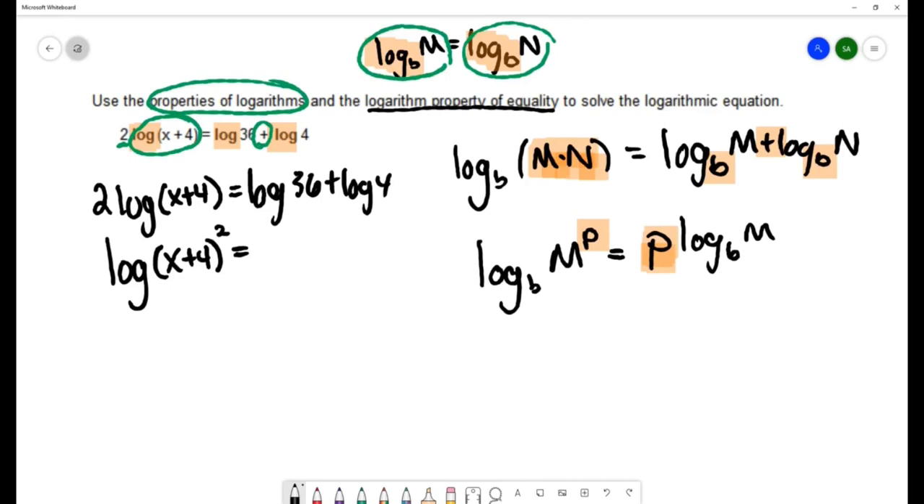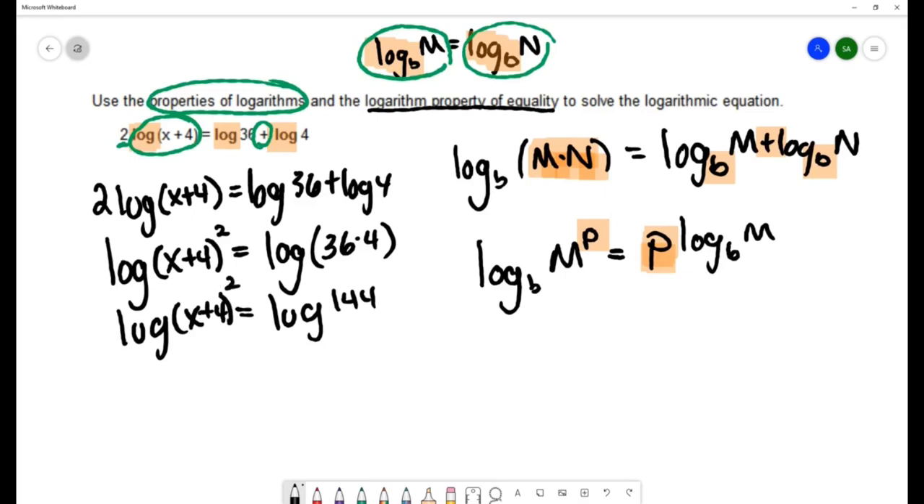On the right-hand side, I'm going to use the product rule for logarithms. I have the sum of 2 logs with the same base, so I'm going to be able to multiply 36 times 4 into a single log. And 36 times 4 will be how much? I'm thinking 144, but let me double check. That is log of 144.